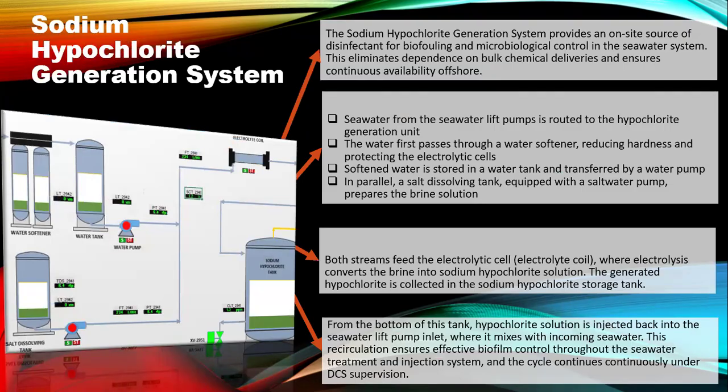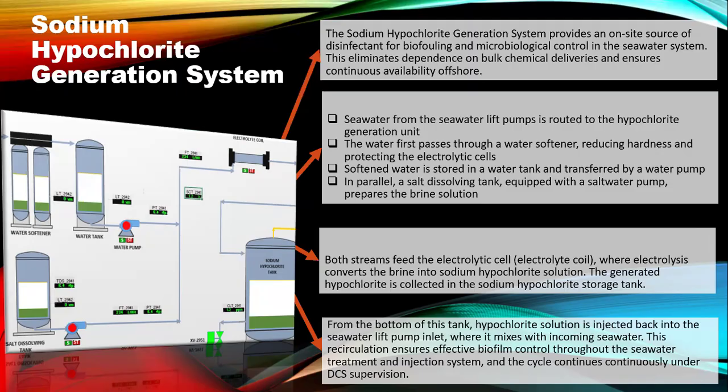So the next is the sodium hypochlorite generation system. And also we've discussed this. We would say this system is just like your disinfectant, right? So it tends to kill any microbial activity along that region in the fluid or in the water. So this one is basically for water treatment. It provides an on-site source of disinfectants for biofouling and microbial control in the seawater system. This eliminates dependence on bulk chemical deliveries and ensures continuous availability onshore.